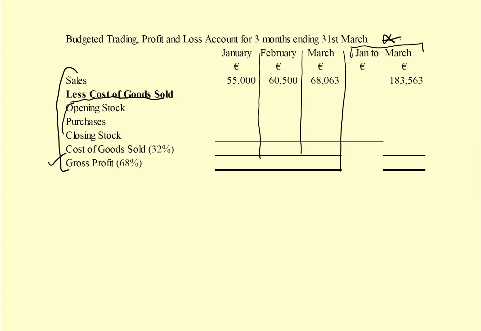So why are we doing a trading account for January and for February and for March? The reason is we are missing key pieces of information. And the easiest way to find those 3 pieces of information is to do trading accounts for the 3 separate months. Now there are of course other ways of doing it, but I think this is one of the easiest ways of doing it.